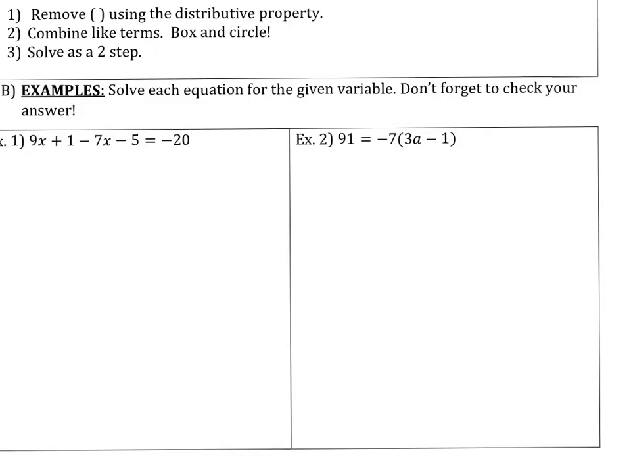Example 2. Finally, we get one that has the distributive property in it. So the first thing we're going to do is distribute that number out in front. We have 91 equals negative 7, and then parentheses 3a minus 1. All right, so let's see what that's going to look like. I'm going to bring down the 91.